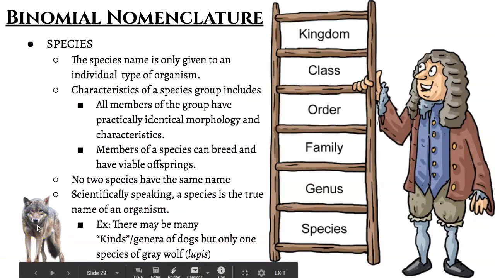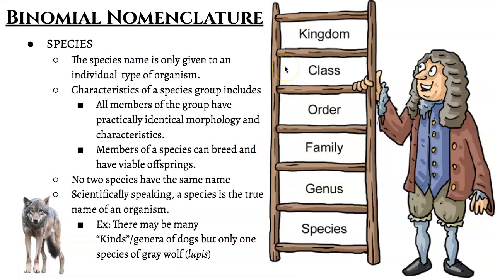All right? And so again, just like all of our other classification systems, species are based off their morphology and other characteristics, how they look. But again, if they are going to be the same species, the morphology, how they look, their characteristics need to be more similar than any other classification.